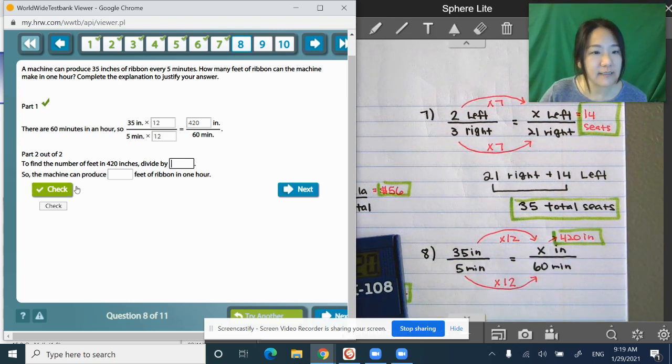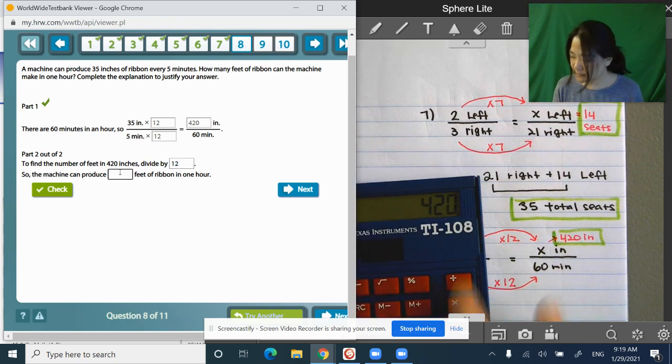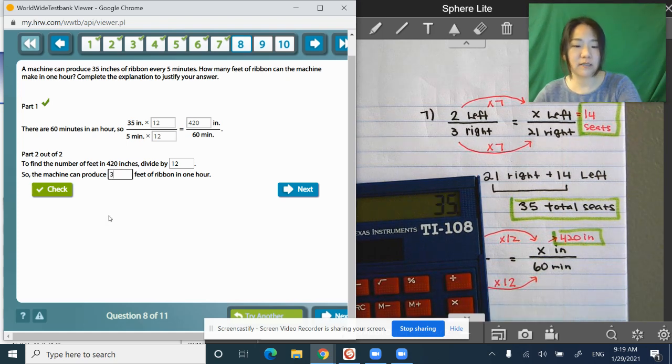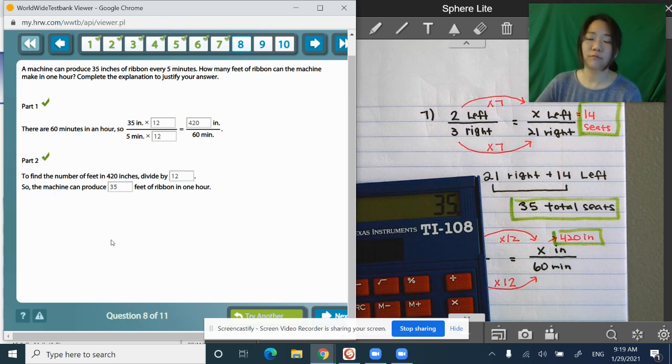Number 2, to find the number of feet in 420 inches, what do you need to divide by? Well, we know that 1 foot is equivalent to 12 inches. So to find out how many feet are in 420 inches, you're going to divide by 12. 420 divided by 12 is 35. So the machine can produce 35 feet of ribbon in 1 hour.